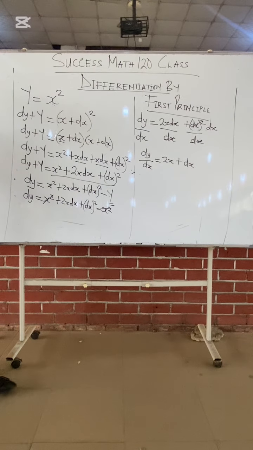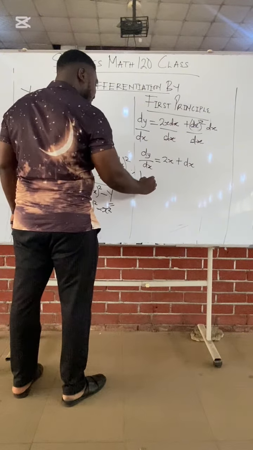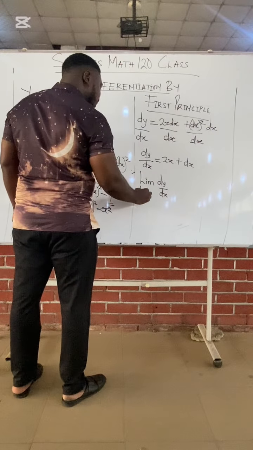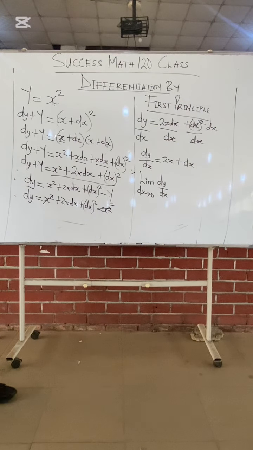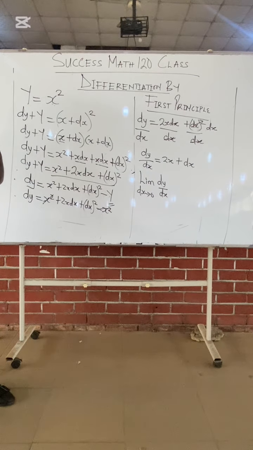After dividing all through by dx, the next step is the last step. Find the limit of dy/dx as dx tends to 0. Find the limit of dy/dx as dx tends to what? 0. This is the last step.